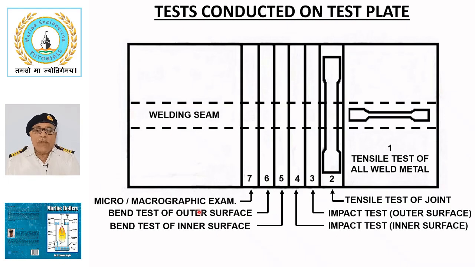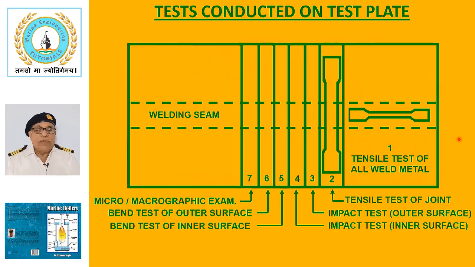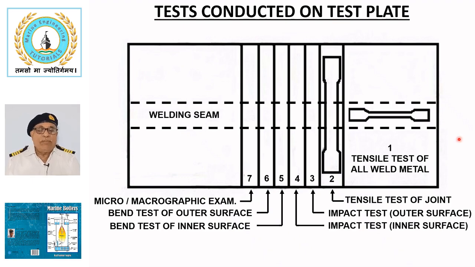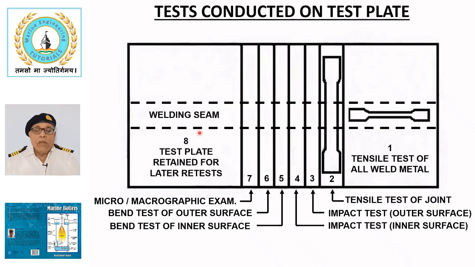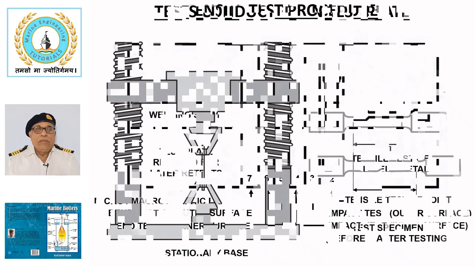Micro and macrographic examination is carried out to see the crystal structure of metal. Part of the test plate is retained for retests if required later. Procedure for these tests are described in the following slides.